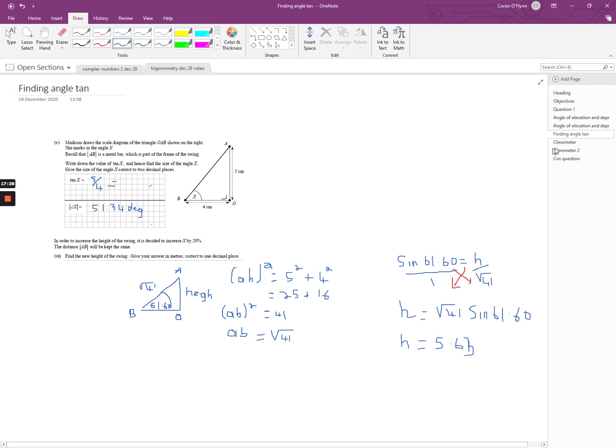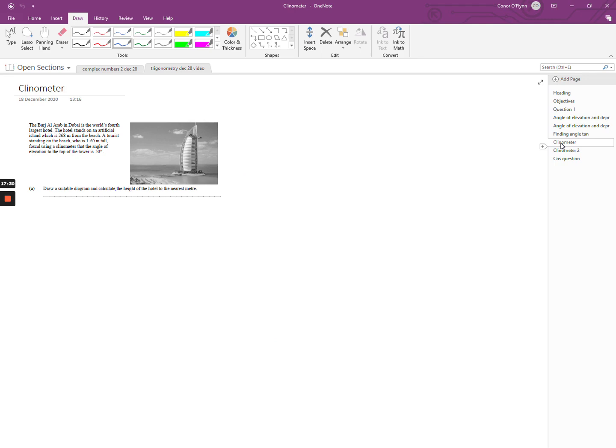Right, our next one, working with a clinometer. Those types of questions come up again. It's just when you're measuring how it works, so that's why I gave this one. They're asking us about the hotel in Dubai. Okay, a bit of information, I wouldn't get too bogged down by the story. So 268 from the beach, a tourist standing on the beach who is 1.6 meters tall found, using a clinometer, that the angle of elevation to the top is 50 degrees. Draw a suitable diagram and find the height of the hotel to the nearest meter.